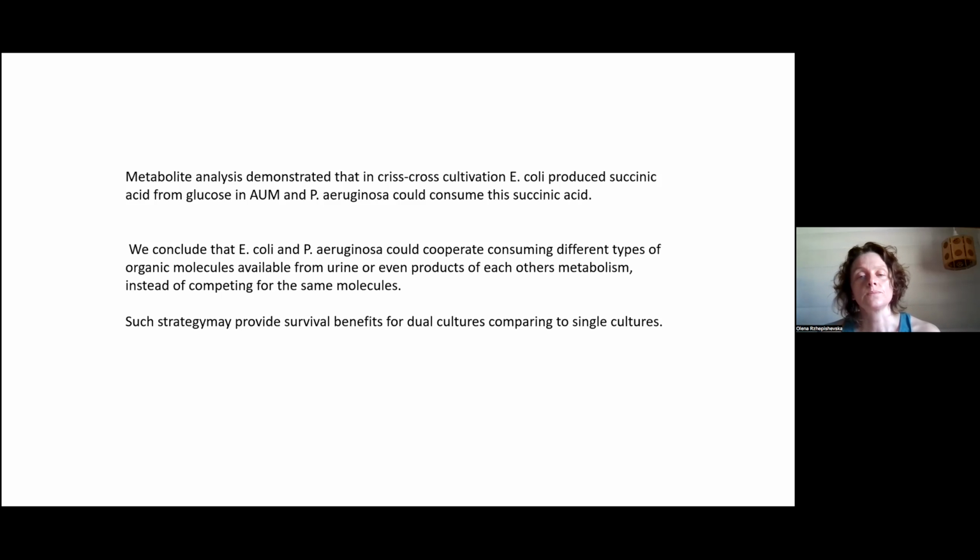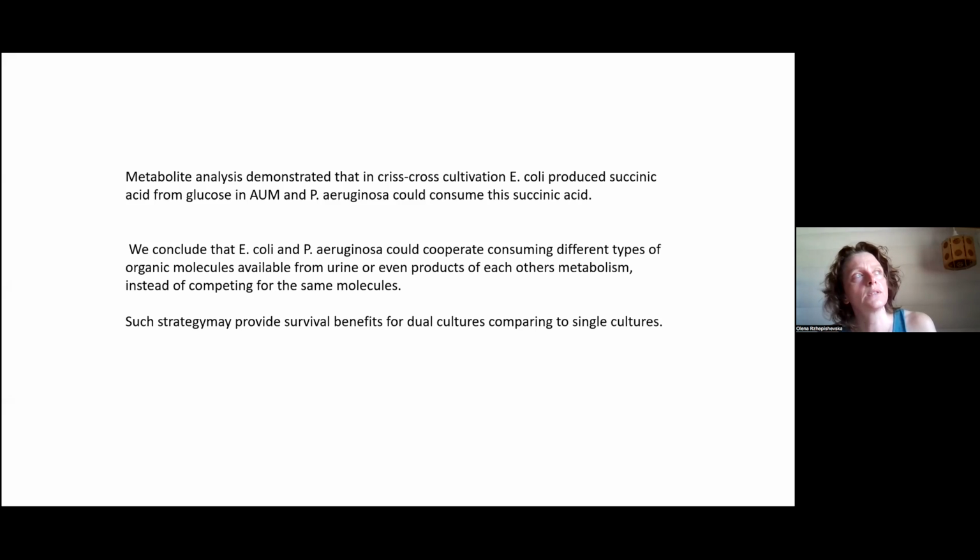They are using metabolites, complementing each other instead of competing. And that kind of strategy may provide them with survival benefits. And that's how this double culture, or dual biofilms as we call them, can be more successful, because they can utilize different types of substrate.